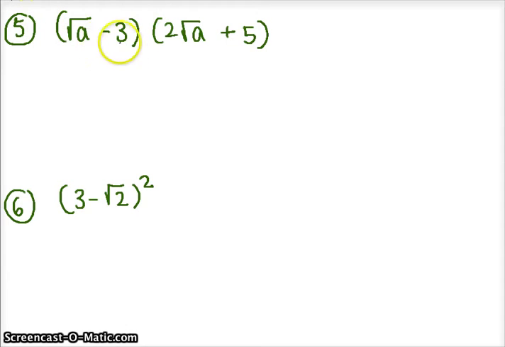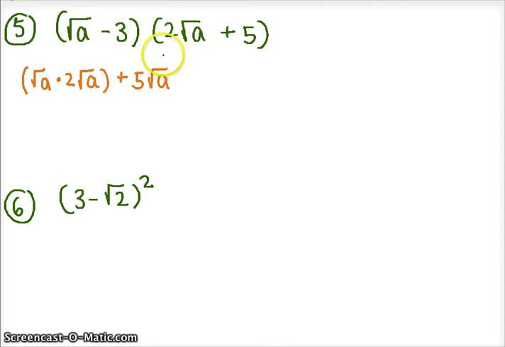Okay, number 5. We're just going to FOIL this. So we have the outsides first. I'm just going to write everything out, but you don't have to when you are actually doing the problem. So we have the outsides, which is square root of a times 2 times square root of a. Then we have this and this, so we have plus 5 root a.